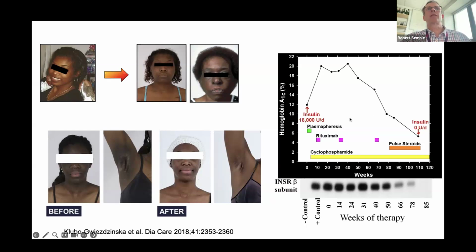And this was another patient from the NIH whose care I was involved in, who started off on 18,000 units per day. They're very determined in titrating insulin at the NIH and she went to be insulin free 2 years later. And these were our assays showing the disappearance of her antibody.